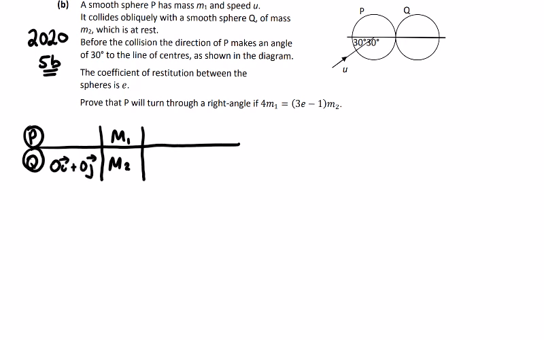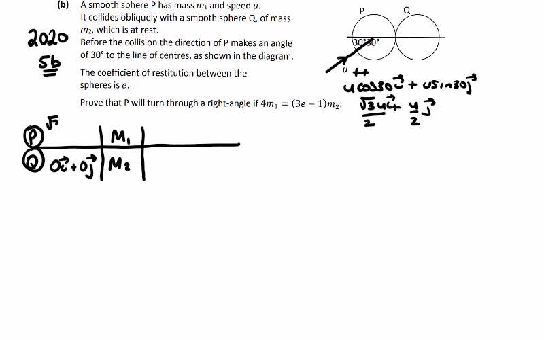Before collision, P makes an angle of 30 degrees with the line of centers, as you can see here. It's going in a positive direction. So we have U cos 30 in the i direction plus U sin 30 in the j direction, which is root 3 over 2 U plus U over 2. So we put these in with our vectors i and j.